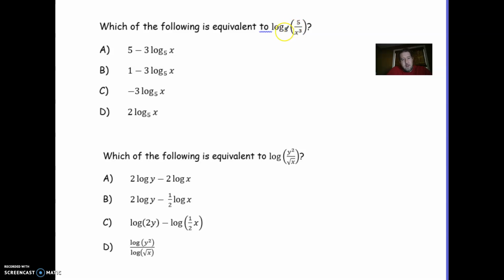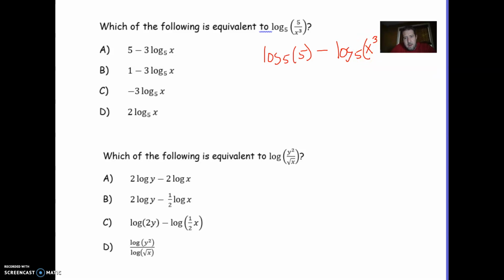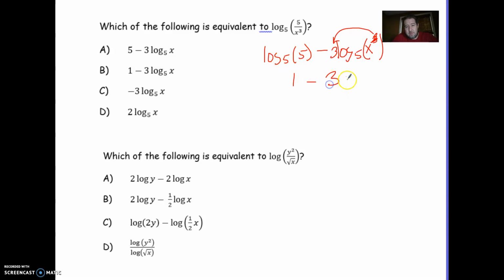So we're going to expand this. Log base 5 of 5 subtracted log base 5 of x cubed. Now, once again, x cubed, the 3 can go out front like this. And log base 5 of 5, what power of 5 is 5? That'd be 1. So it's really 1 minus 3 times log base 5 of x. And that should be over here. Yes, it is, right there for B.